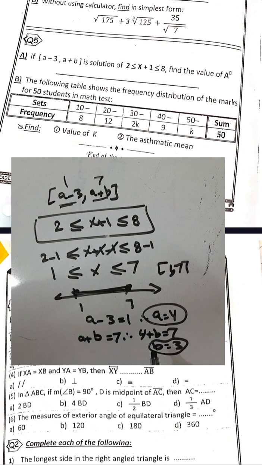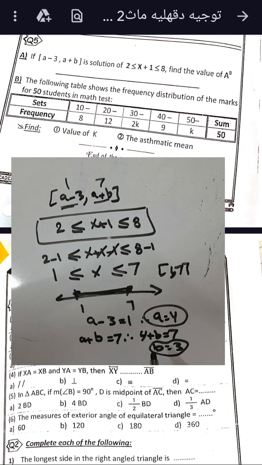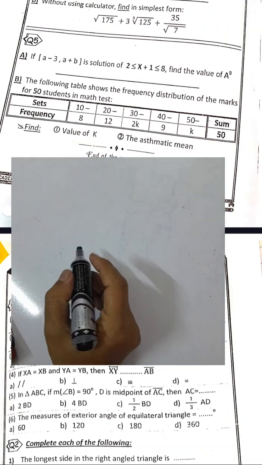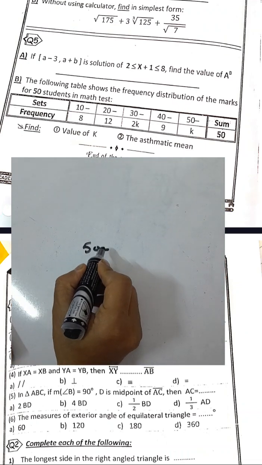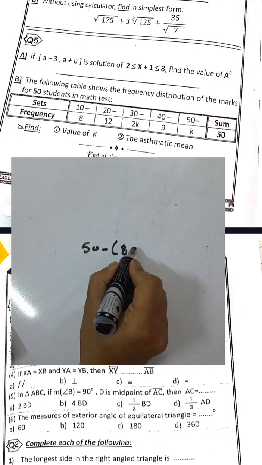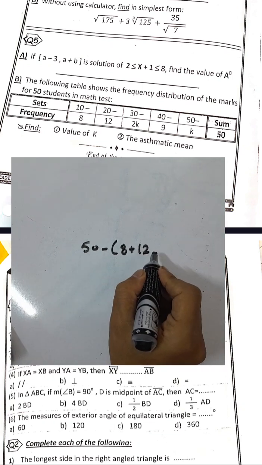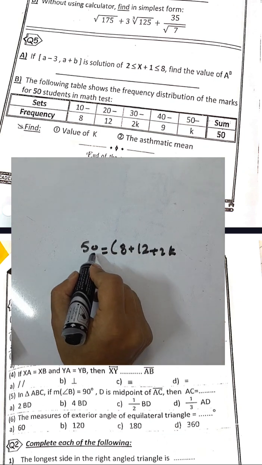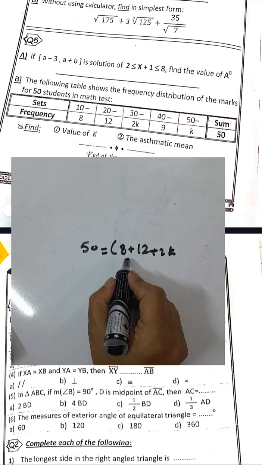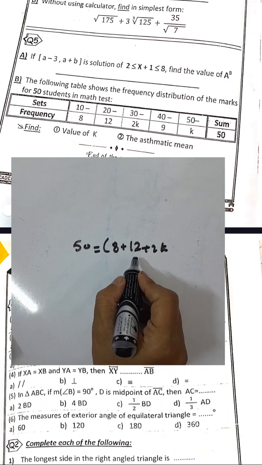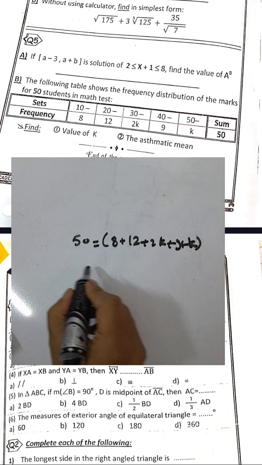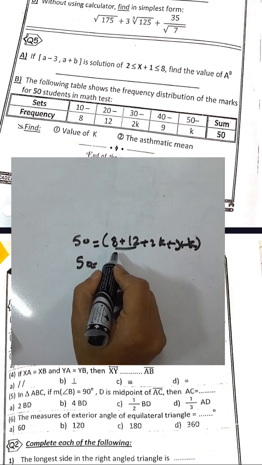Last question, very easy to find k. You must add 8 plus 12 plus 2k plus 9 plus k, and subtract from 50. Okay, you can find it. Write 50 equals 8 plus 12 plus 2k plus 9 plus k. Then 50 equals 8 plus 12, which is 20.